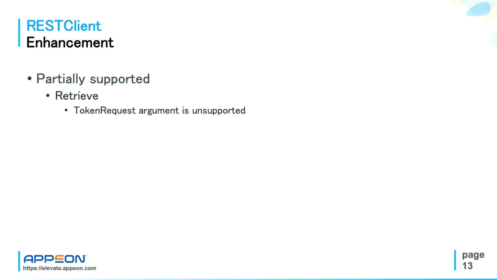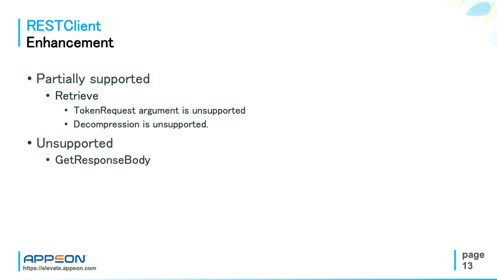Unsupported functionality is only the token request argument for passing OAuth access tokens and the compression option. Unsupported are also the get response body, send request, and submit. So essentially the typical use of RESTClient is for retrieving REST data and presenting it in a DataWindow.